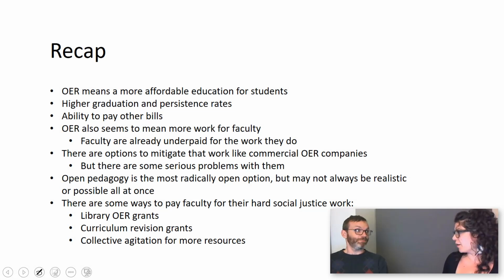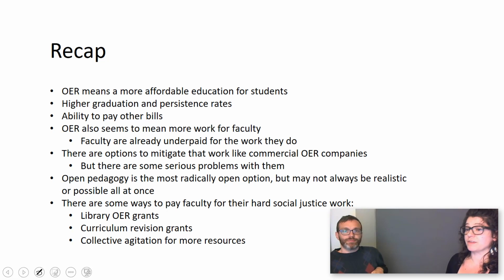So to recap, what we want to make sure people are taking away from open education social justice possibilities is that OER means a more affordable education for students. It means higher graduation and persistence rates for students, and it means the ability to pay other bills in their lives. OER also seems to mean more work for faculty, and we know that faculty are already underpaid for the work that they do. So there are some options to mitigate that amount of work, like the commercial OER companies, but like Dave talked about, there are some serious problems with them, like the possibility that they won't be so affordable for long, and the non-representation of full perspectives of marginalized voices in the materials.